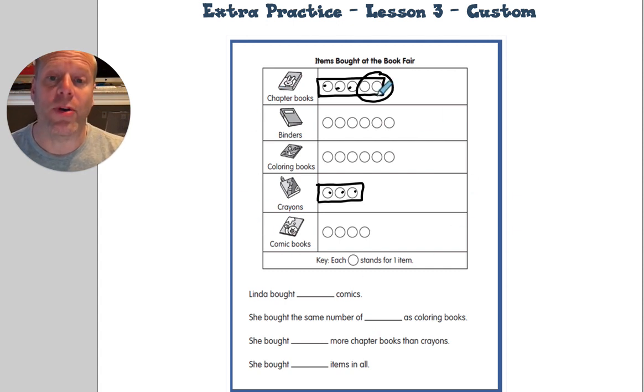How many items did she buy in all? So that's a big one. You have to count all those and answer this. So really today we're just getting some extra practice with our graphing.